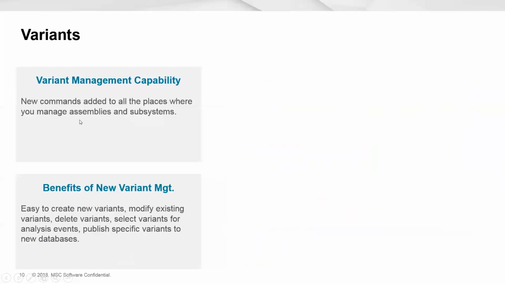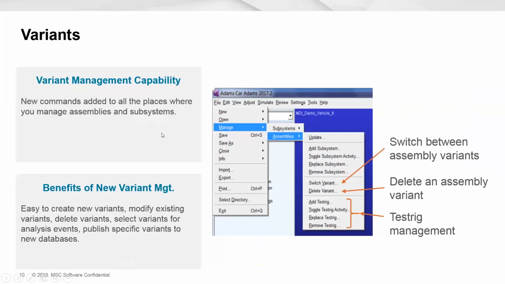So the final thing that we'll talk about here when it comes to subsystem variants is the fact that we give you the ability to manage these subsystem and assembly variants in the interface. So we've added a bunch of new commands in all the places where you would normally manage both assemblies and subsystems. For example, here where you would normally see manage assemblies, you now have commands that would allow you to switch between variants, delete a variant, or manage an associated test rig.